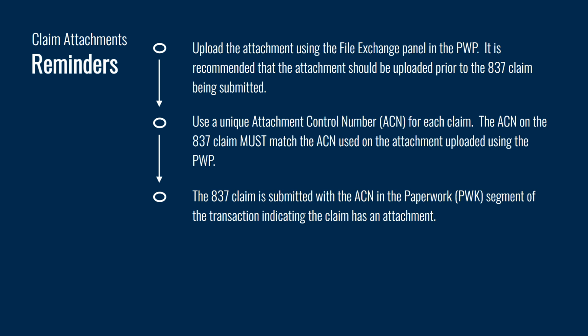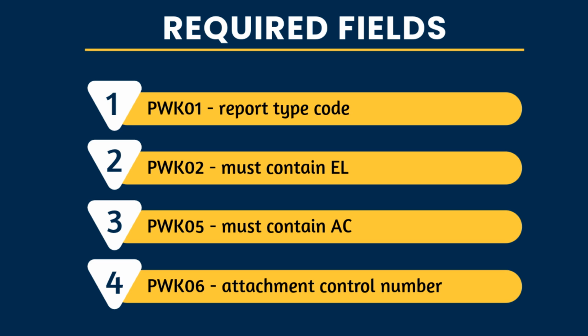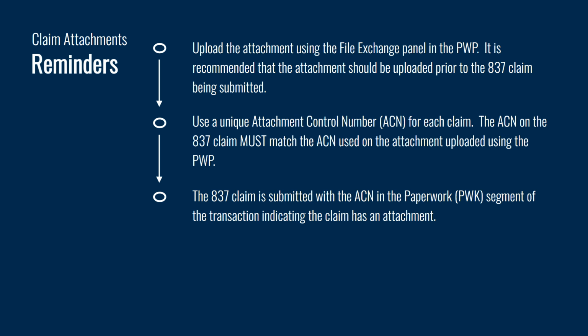Third, submit the 837 claim with the ACN in the paperwork, PWK, segment of the transaction indicating the claim has an attachment. The 837 claim must include the following fields: PWK01, report type code. This is selected from the list of valid codes in the ASC X12 guide. Your vendor or clearinghouse should have the list of valid codes. PWK02, must contain EL. PWK05, must contain AC. PWK06, attachment control number. This is the number used to identify the attachment uploaded using the PWP.